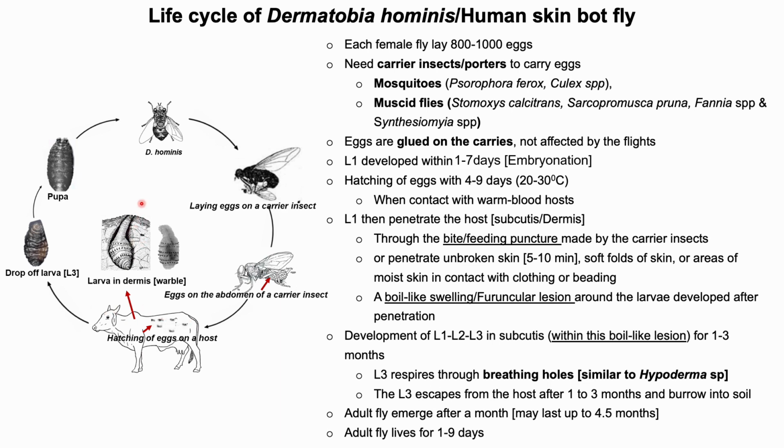Through this opening, the narrower end of the larva extends for respiration in the fashion of Hypoderma or cattle grubs. In this boil-like swelling, L1 to L3 develop within 1 to 3 months. Then larval instar 3 enlarges the breathing pore and drops to the ground to pupate. The pupal stage lasts for 1 to 5 months.